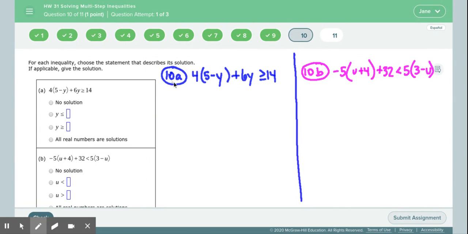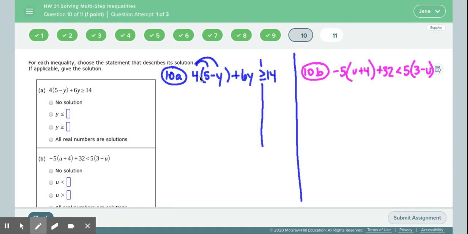So question 10a, go ahead and copy it down and solve it like we have the last few questions. So notice on this one, here's my inequality symbol, and that means that I don't have variables on both sides because I only have a 14 over here. So what I need to do is simplify my left-hand side before I can do anything else. Parentheses mean multiply. So I'm going to multiply what's inside my parentheses by 4.